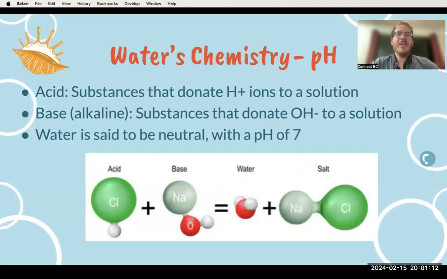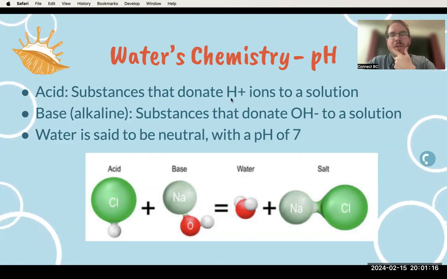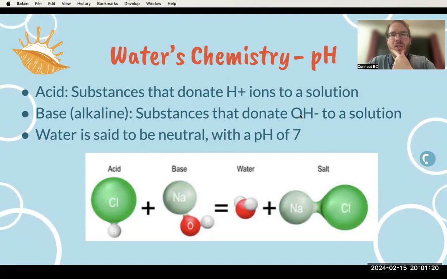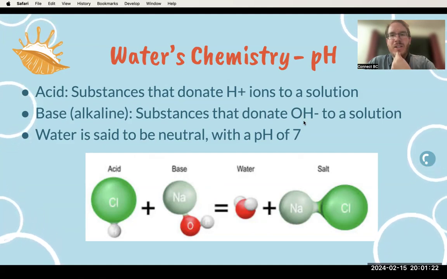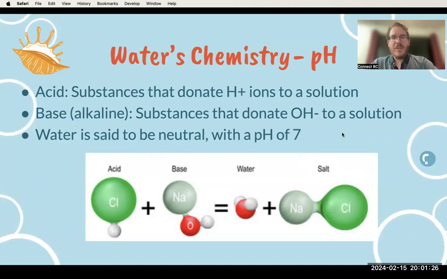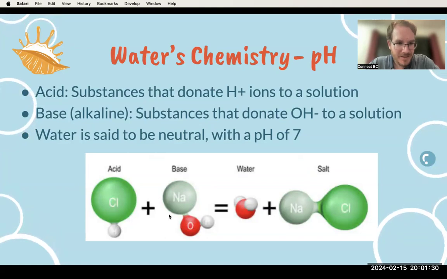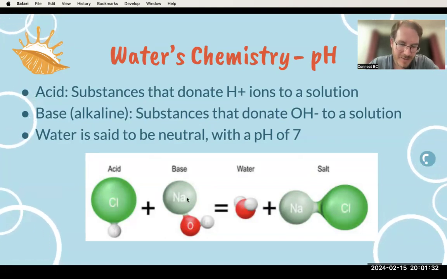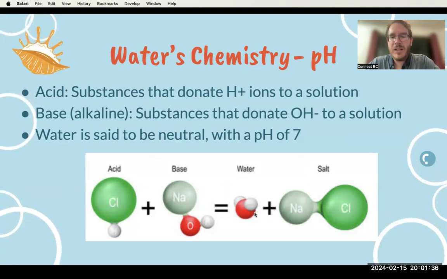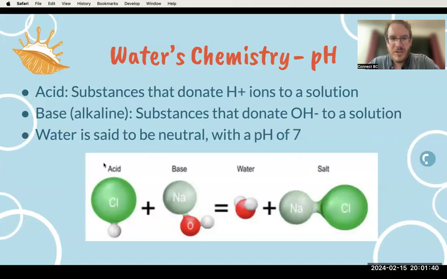And so the astute among you may have noticed that the acidic parts are positive hydrogen ions and the alkaline parts are OH. What do you get if you mix an OH and an H? You get H2O, which is water. And so if you combine an acid and a base like this here, so that's hydrochloric acid and sodium hydroxide, if you combine those together, you'll get water and table salt. So we call this a neutralization reaction.